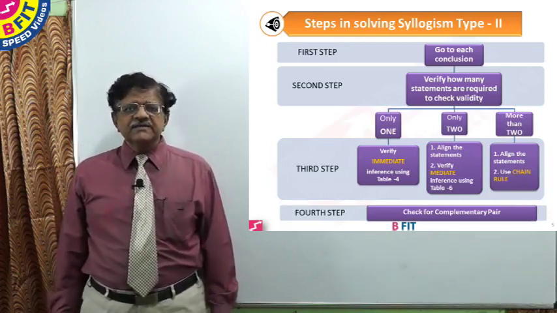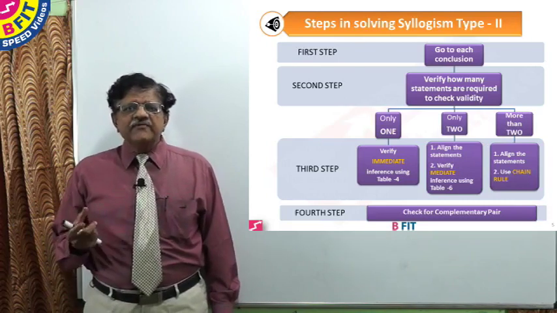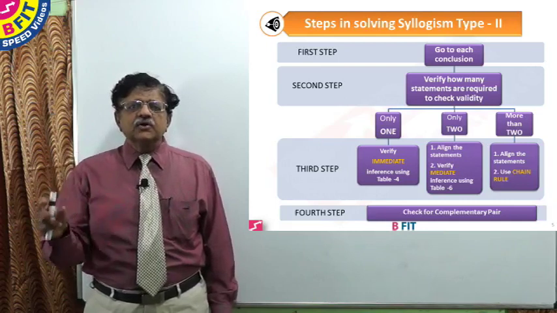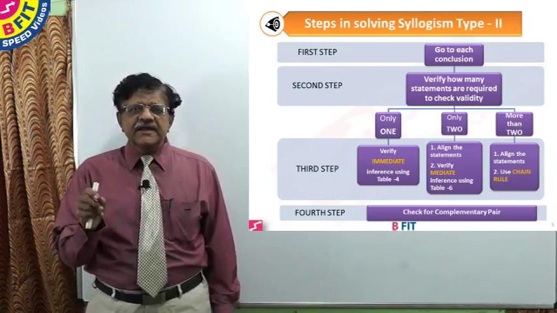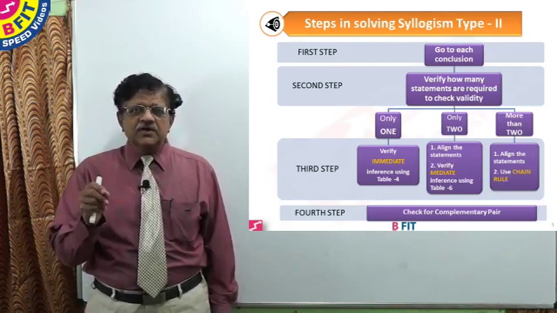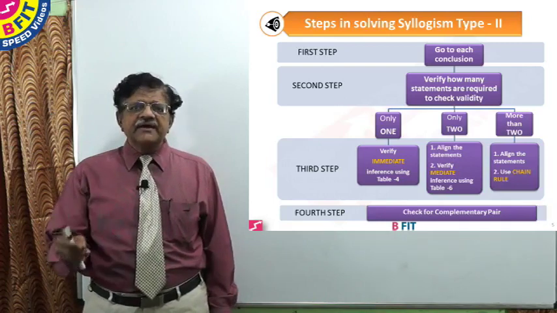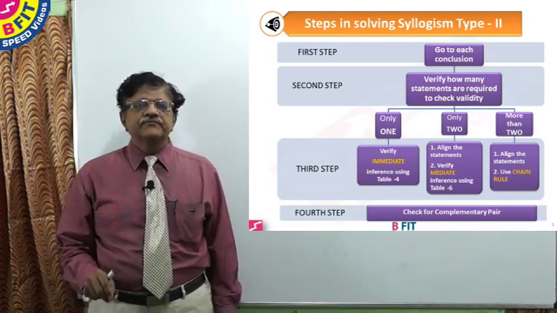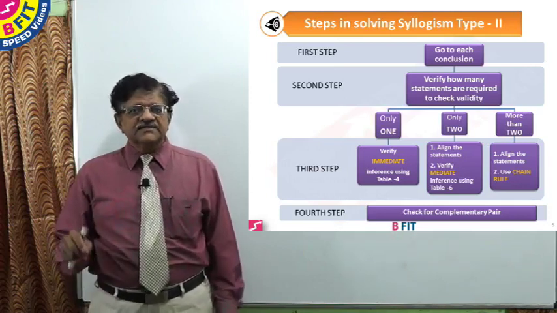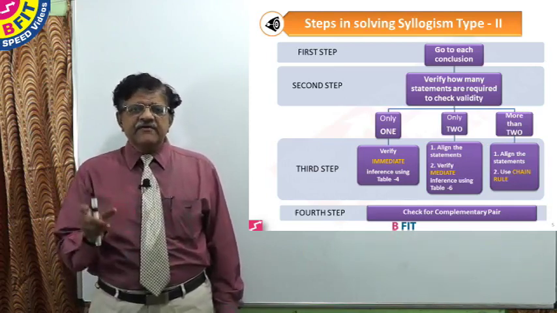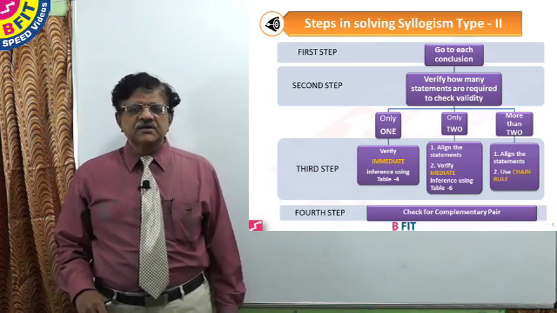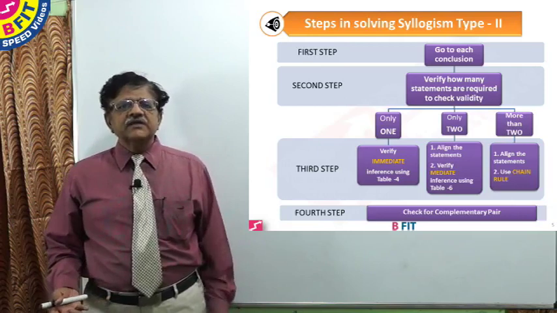The second step is verify how many statements are required to arrive at that conclusion. Look at the subject and predicate of each conclusion. From the subject and predicate, find out how many statements this is derived from. Then step 3. If it is derived from one statement, then it is immediate inference. We know how to draw immediate inference using table 4.